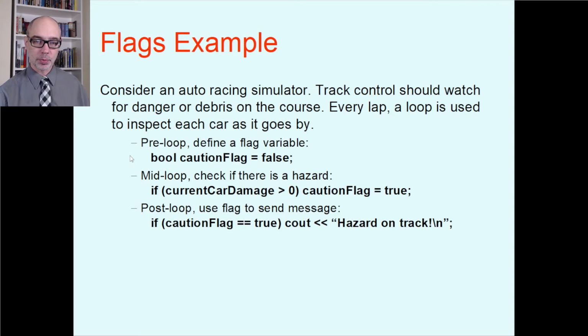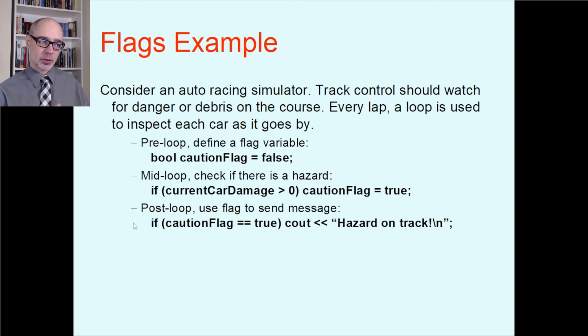So before the loop even starts, I could define a flag variable. It'd be a Boolean. I would call it caution flag, and I'd set it to false. I haven't seen any danger yet, so it's currently false. Now, I have a while loop that's saying, while there's another car. In that loop, I've got a nested if statement that says if the current car damage is greater than 0. In this game, for what it's worth, we were tracking damage in terms of an integer. So if the current car damage is greater than 0, then set the caution flag to true. It might be false for a while, but at some point, if I see any damage at all, I set the caution flag to true.